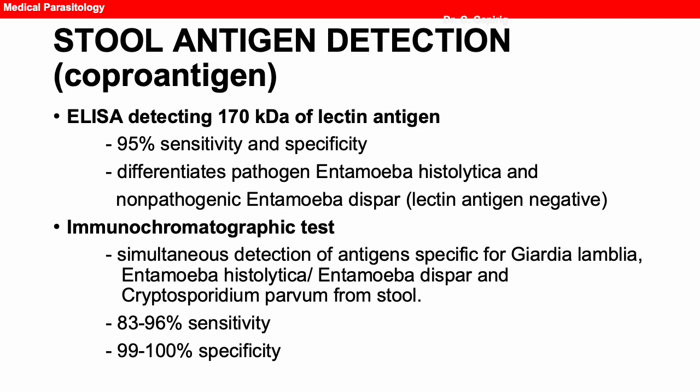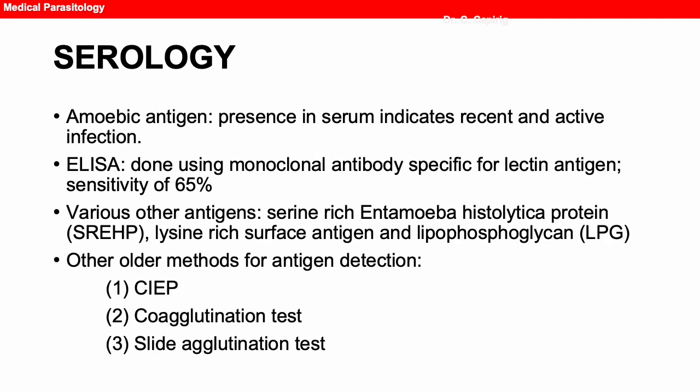Immunochromatographic test is the simultaneous detection of antigens specific for Giardia lamblia, Entamoeba histolytica or dispar, and Cryptosporidium parvum from stool. It has an 83 to 96% sensitivity and 99 to 100% specificity. Okay. So, amoebic antigen can also be detected in serum. Its presence indicates recent and active infection. ELISA can be done using a monoclonal antibody specific for lectin antigen, with only a sensitivity of 65%.